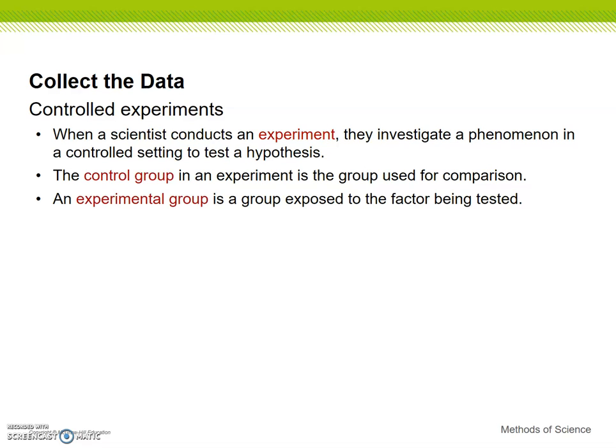So the control group in an experiment is the group that's used for comparison, and the experimental group is the group that's exposed to the factor that's being tested. So the things that you change are part of the experimental group, and then you can go back and compare it to the control group, which was not changed.